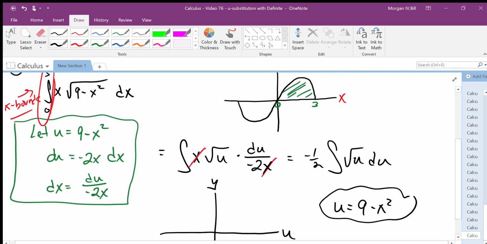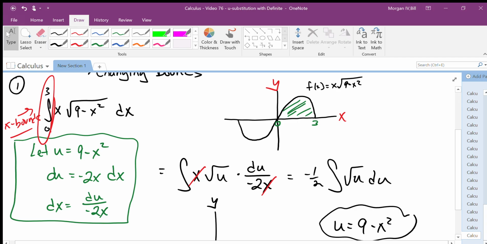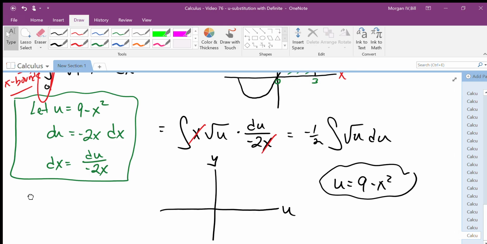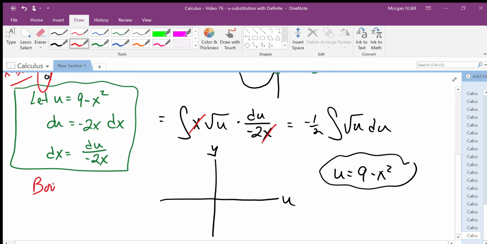But as we go from x's to u's, the function is not even the same anymore. We used to have a function f of x equal to x times the square root of 9 minus x squared. But now look at our function. Now our function is negative 1/2 square root of u. That's a completely different function, which is then going to have completely different bounds. So here's how you change the bounds. I'm going to put another box over here called bounds.